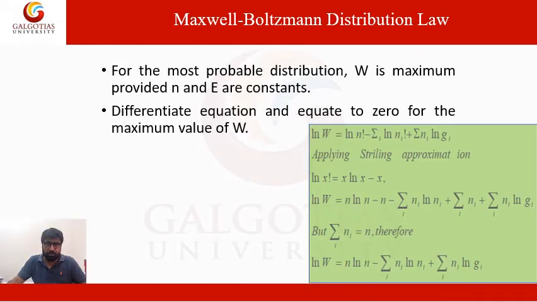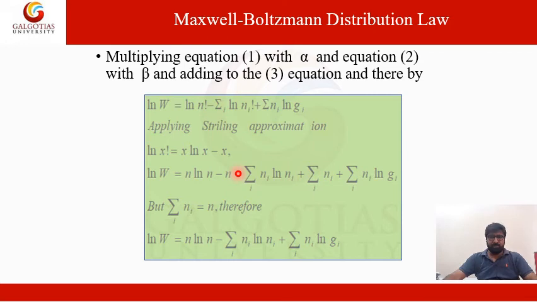For the most probable distribution, W must be maximum, provided N and E are constant. Differentiating and equating it to 0 for the maximum value of W, the mathematical formulation is shown here. Multiplying equation 1 with alpha and equation 2 with beta and adding them to equation 3, we get this particular differentiation.